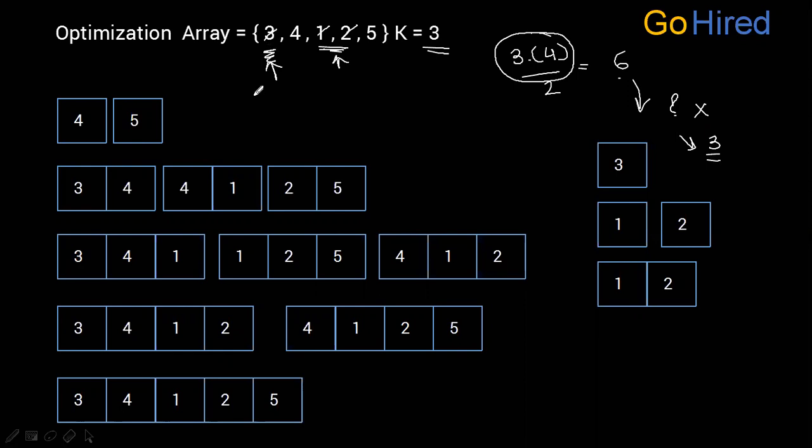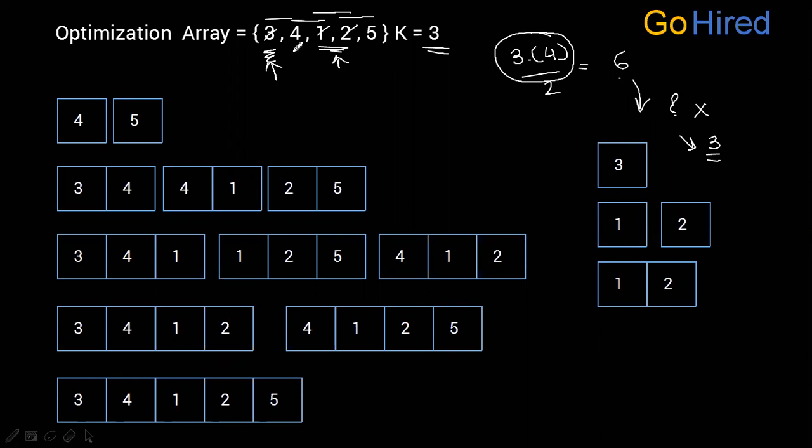That's why all the subarrays which have values greater than 3 are these: 4 and 5. Subarrays of length 2 are 3, 4, 4, 1, 1, 2, 2, 5, and out of that, 3, 4, 4, 1 and 2, 5 are the subarrays whose maximum element is greater than 3. The length 3 subarrays are 3, 4, 1, 4, 1, 2, 1, 2, 5, and all of them have at least one element which is greater than 3. Then the length 4 subarrays are 2 and the length 5 subarray is 1. Such kinds of subarrays are there.